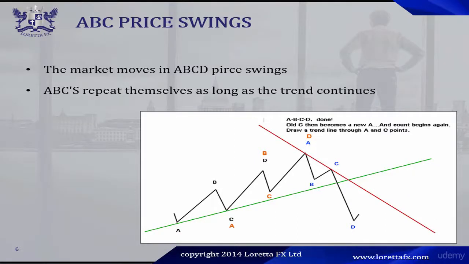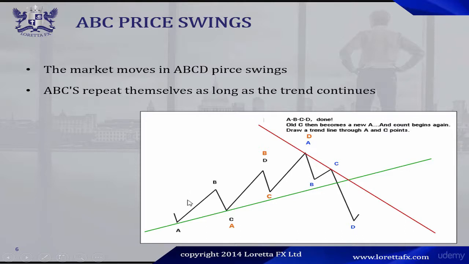ABCD price swings. Now, the market moves in ABCD price swings. ABCs repeat themselves as long as the trend continues. So here we can say the ABCDs. We have A, B, C, D. Okay, this is how the market works.